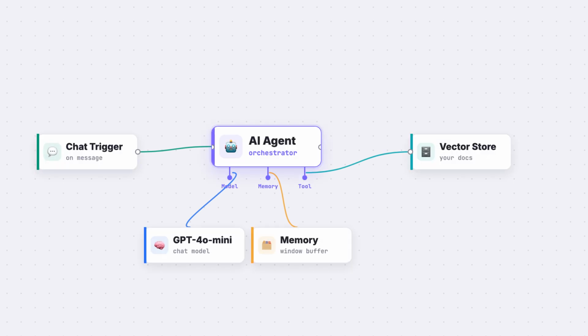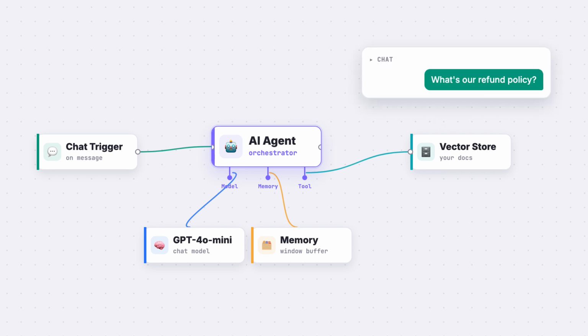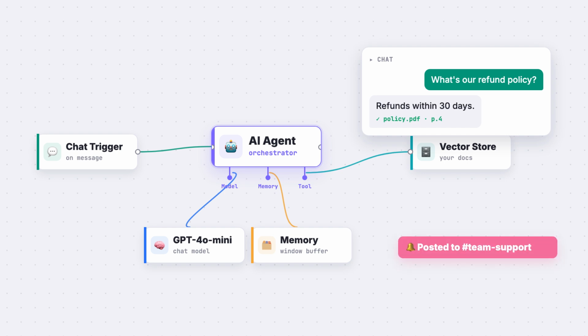This is an AI agent I built in n8n. No code. Ask it anything about my documents, it finds the answer, cites the source, then actually does something with it, like posting to Slack. By the end of this video you'll have built the exact same thing. Let's wire it up, node by node.